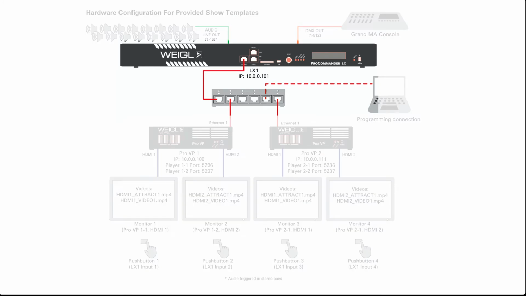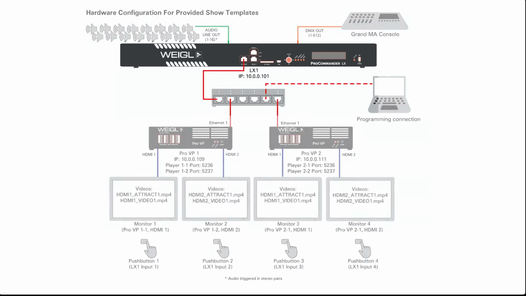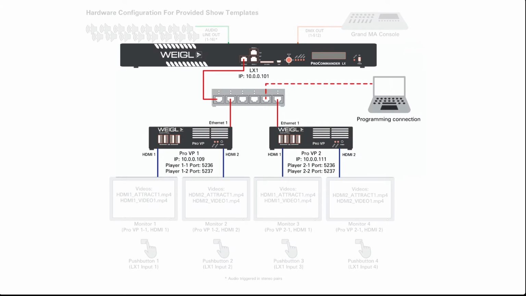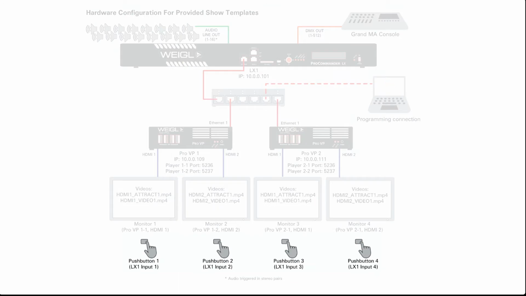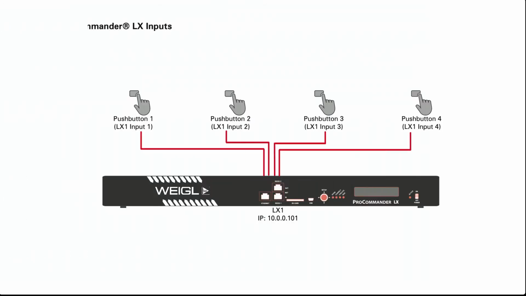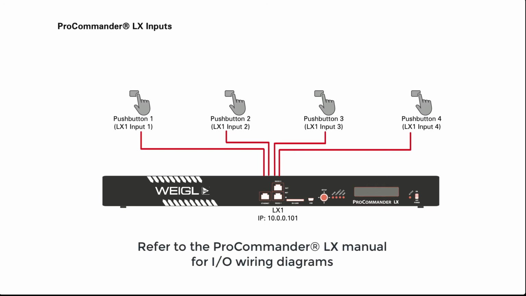Connect to a network switch a ProCommander LX and the now configured ProVP number 1 and number 2 units, along with a computer which is running Conductor. It will also be helpful to have monitors connected to 2 of the HDMI outputs on at least one of the ProVPs to review the provided templates. Temporary wiring of closure inputs 1 through 4 at the back of the ProCommander LX is also suggested, as these are utilized in the templates. Please refer to the ProCommander LX manual for pushbutton closure input wiring diagrams.